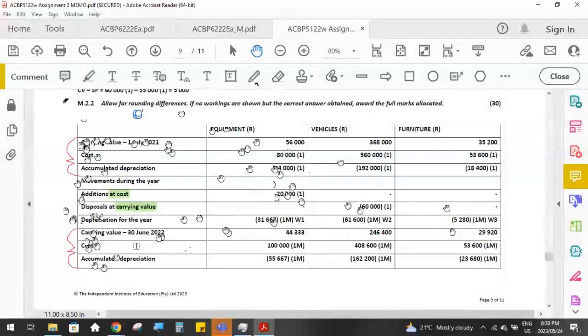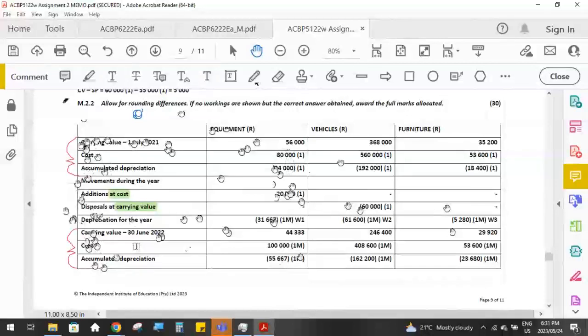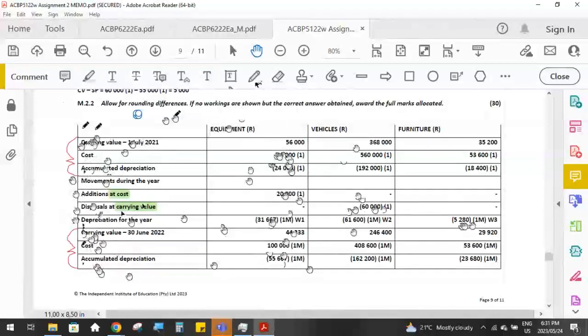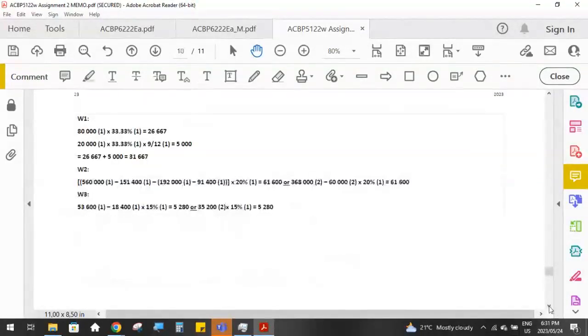Again, just take your last look at what we're going to do. It's going to be opening values plus purchases minus disposals minus current year depreciation equals closing cost, closing accumulated depreciation, which will then give us a net carrying value at the end of the year. Okay, so just remember, in equipment, we purchased new equipment, and for vehicles, we sold a vehicle. Furniture, there were no additions or sales. So that's pertinent to the workings for our depreciation.